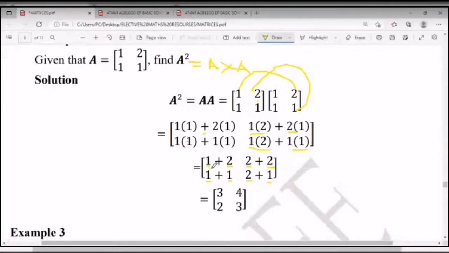So when you add 1 and 2, 1 plus 2 is 3. 1 plus 1 is 2. 2 plus 2 is 4. 2 plus 1 is 3. So this is the final answer for this matrix.